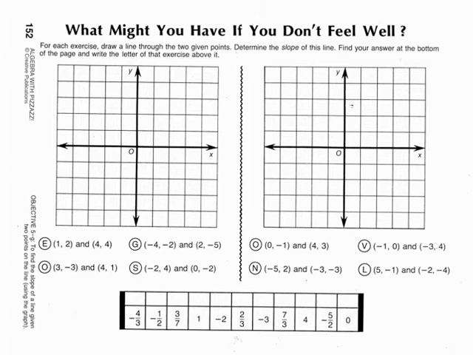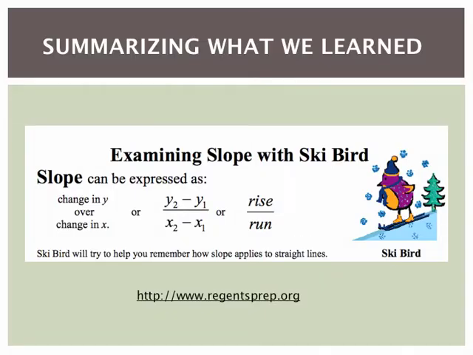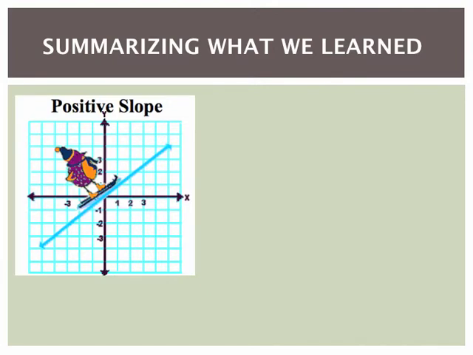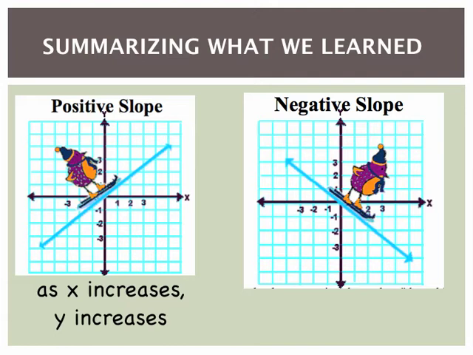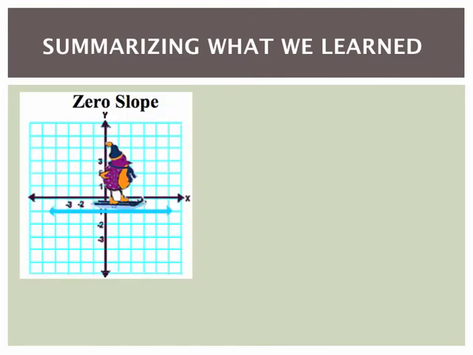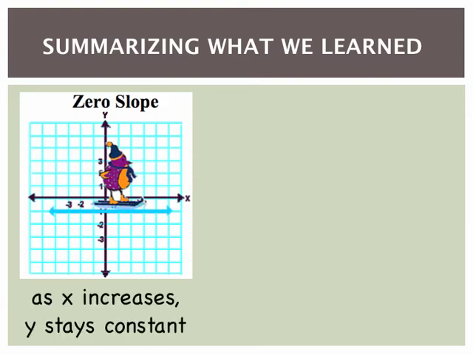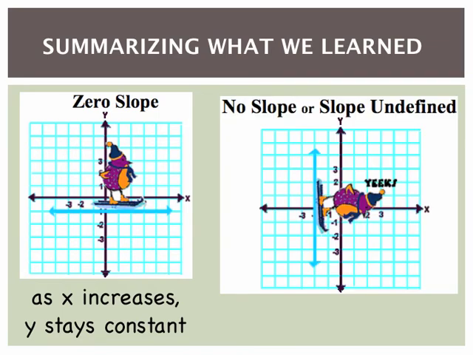Okay, so hopefully this particular riddle sheet went fine for you. And let's summarize what we've learned about slope today and rate of change. Remember, rise over run, that's the important thing. So a positive slope, it looks like little ski bird is going uphill. As x increases, y increases. Now with the negative slope, as x increases, what happens to y, right? That's decreasing. And with a 0 slope, remember, it's a horizontal line. And with a vertical line, the slope is undefined.